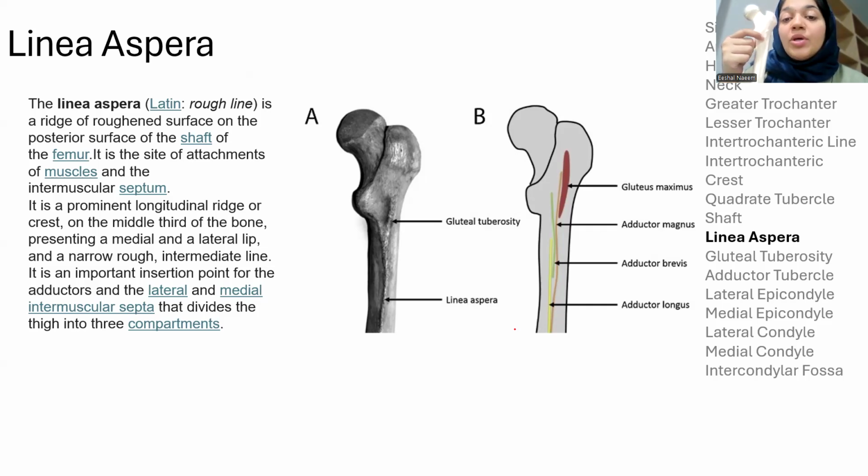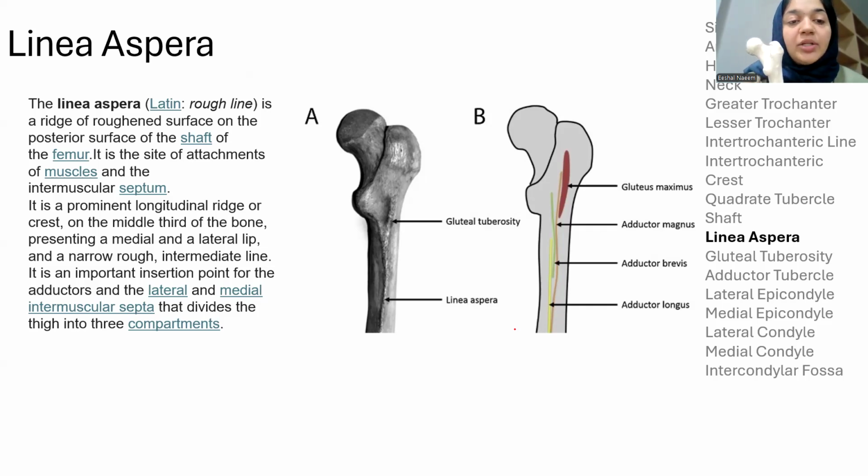The gluteal tuberosity is important because the gluteus maximus muscle inserts there, and the gluteus maximus is supplied by the inferior gluteal nerve. Just a little medially to this, we have three adductors: adductor magnus, adductor brevis, and adductor longus. All three of the adductors are supplied by the obturator nerve. Now, it is the site of attachments of the muscles and the intermuscular septum.